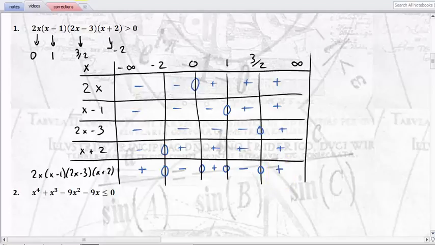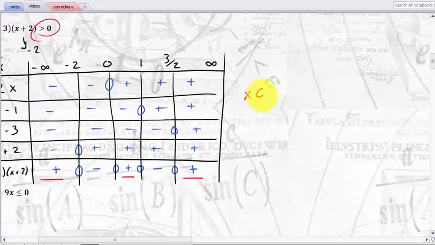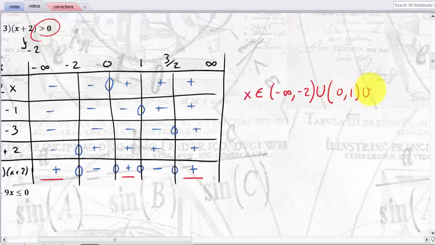And then we just write the solution set. So I want to know where it's strictly above 0, here, here, and there. So the solution set is x has to be in negative infinity, negative 2, parentheses, right? I cannot make it equal to negative 2 because it's a strict inequality. Next set is 0, 1. And finally, we have 3/2, infinity. All right, so this is a recall on how to draw a sign chart to solve an inequality.